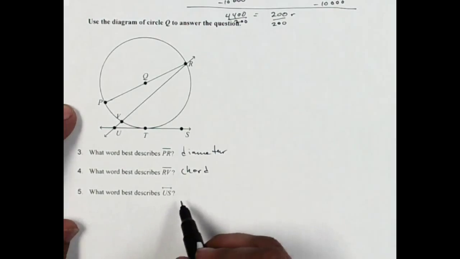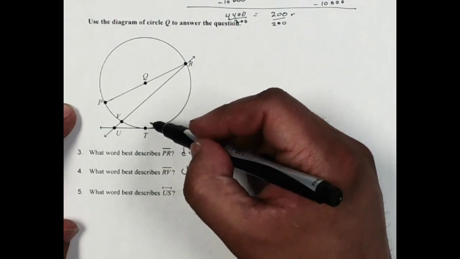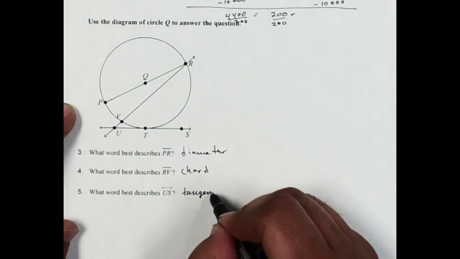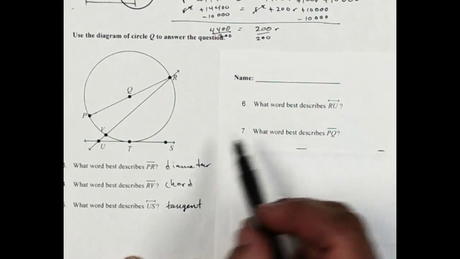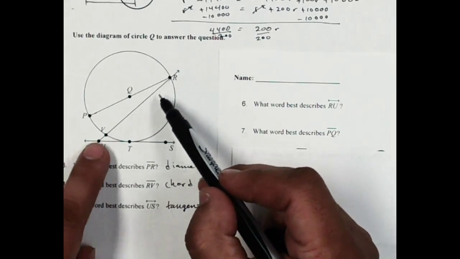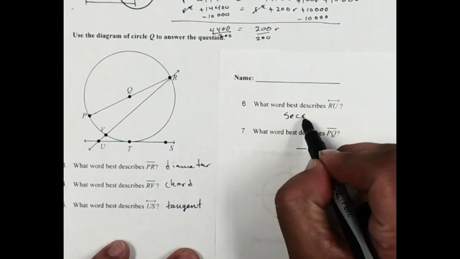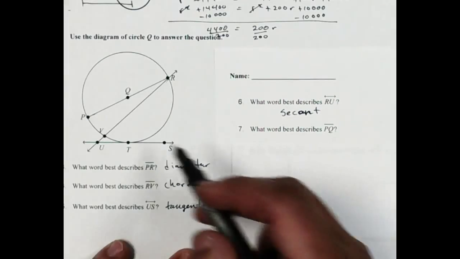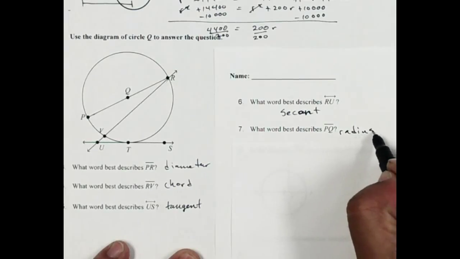Right. What word best describes segment or line US? US kind of goes right here, and it looks like it intersects at T, and T is on this circle, so that means it is a tangent line. Okay, now for number 6, I want line RU. So R is here, U goes here. Notice that it's a line, first off, and U is outside this circle Q. So that means it's going to be a secant line. And then what word best describes segment PQ? P is on the circle, Q is the center of the circle, so that means it has to be a radius.